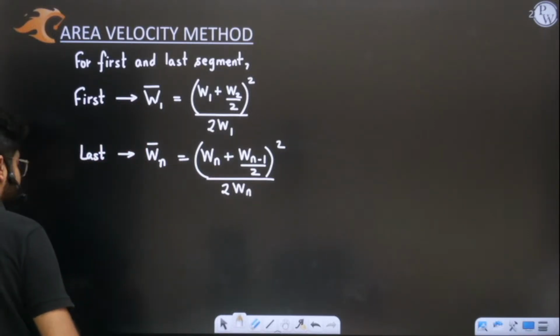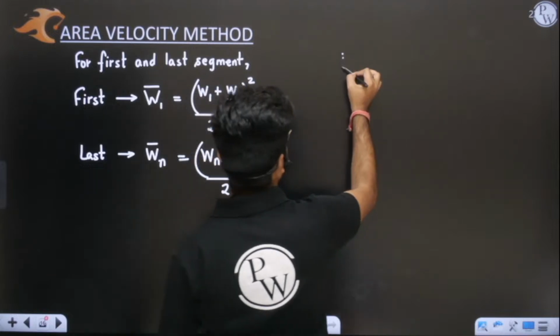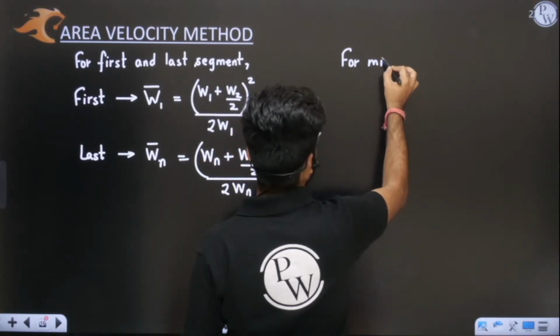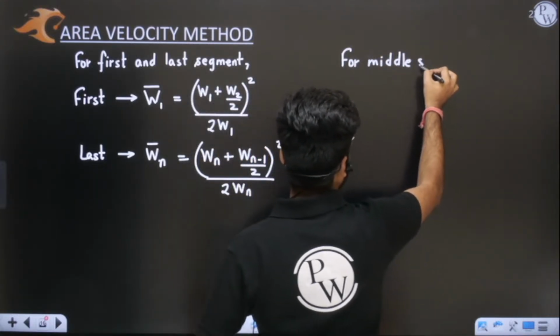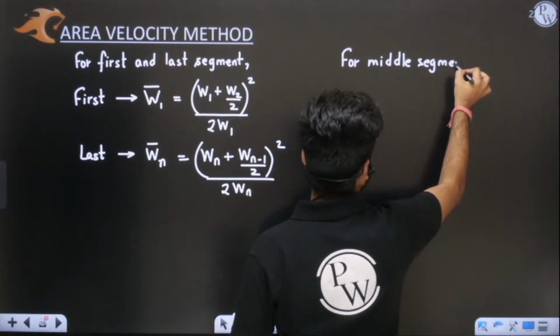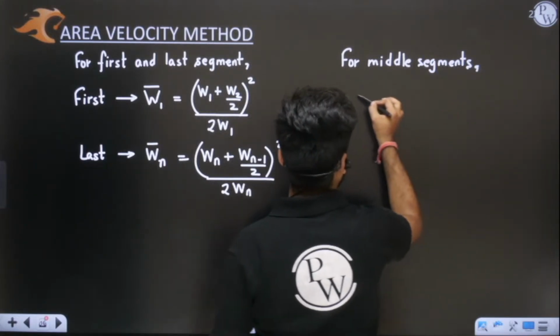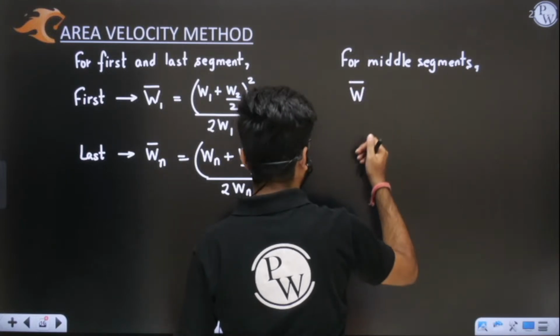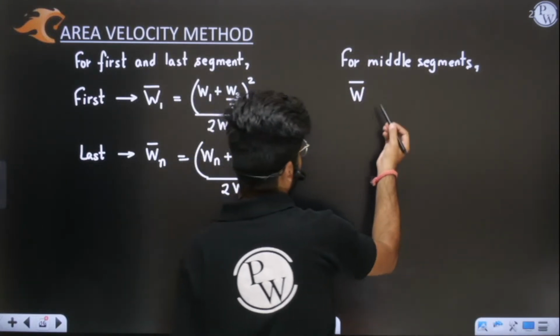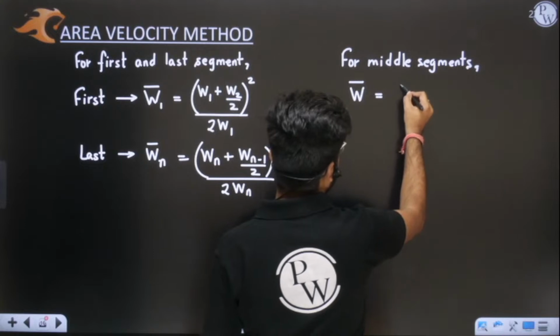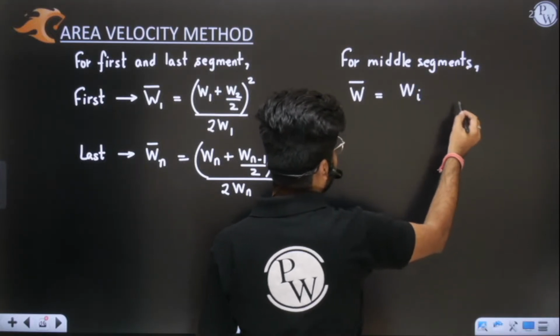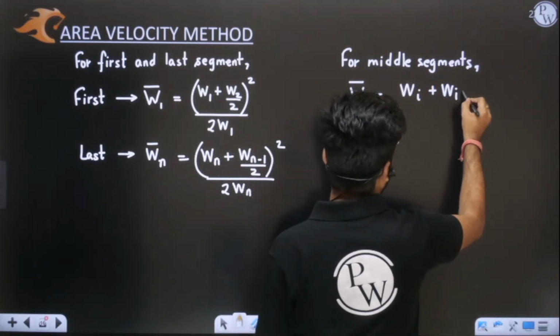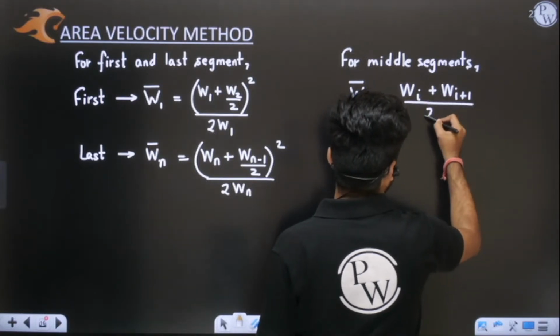And if we have any intermediate segments, middle segments, then for those middle segments I will calculate the width, which will be given by W average. Simply how? We will take the average of both the widths.